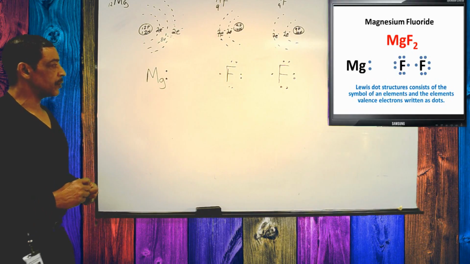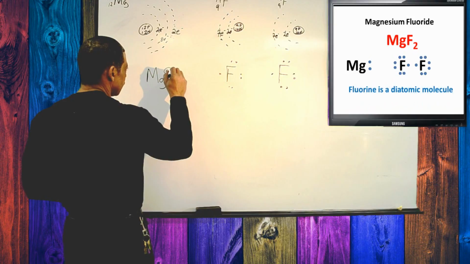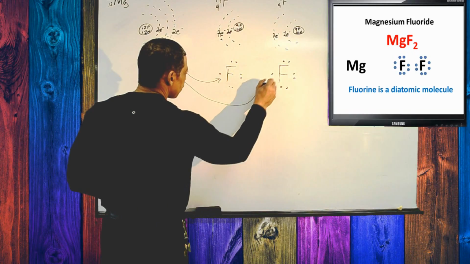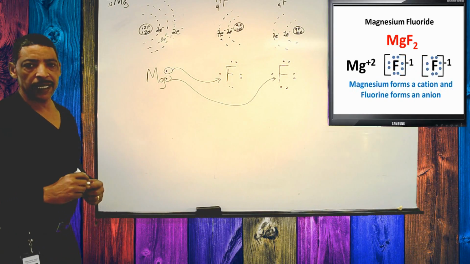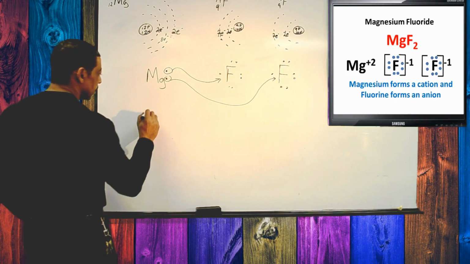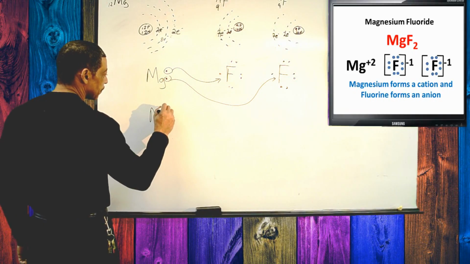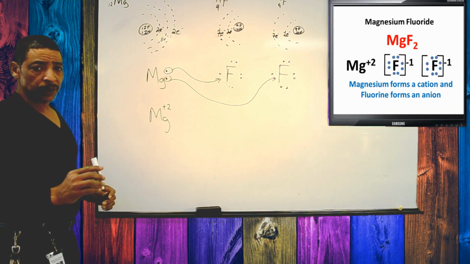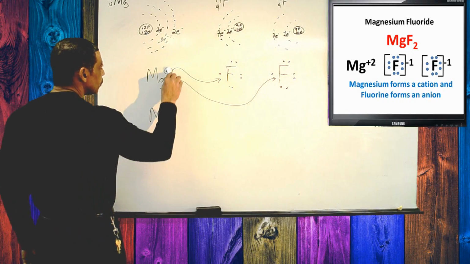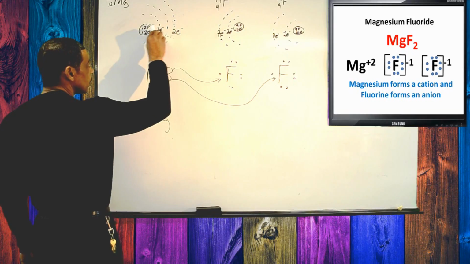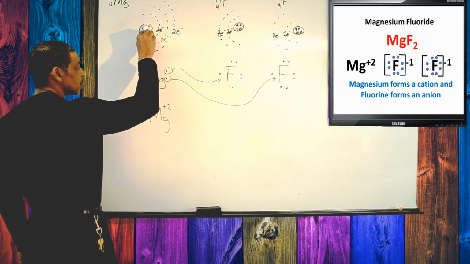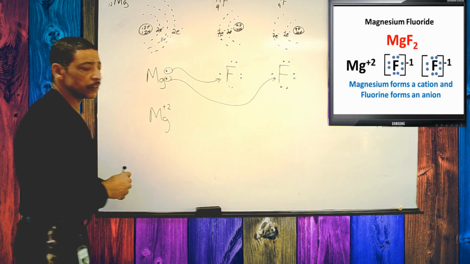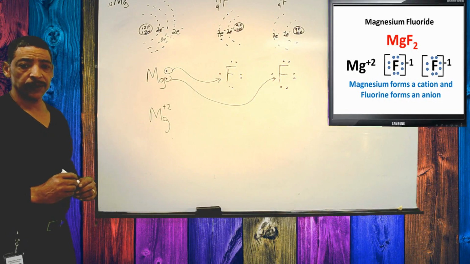When magnesium transfers its 2 electrons to fluorine, the magnesium atom becomes a positively charged magnesium ion called a cation. So we write Mg plus 2. The magnesium atom becomes the magnesium cation with a plus 2 charge because after losing its 2 valence electrons, its nucleus will contain 12 positively charged protons surrounded by only 10 negatively charged electrons. Thus, the net charge will be plus 2.